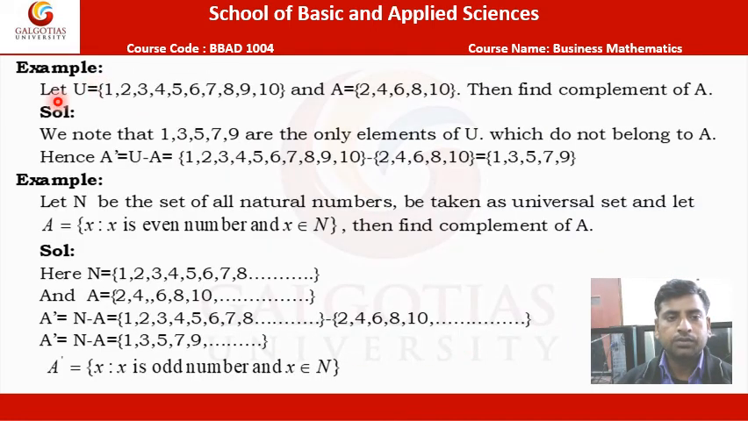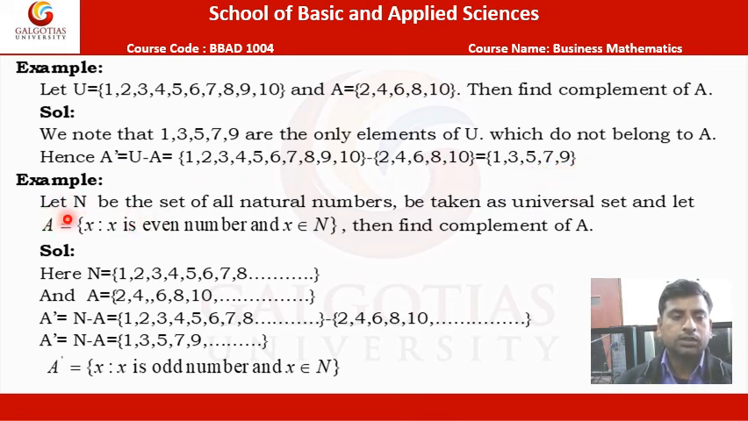Here are some examples. The first example: U contains the elements from 1 to 10 and A contains the elements 2, 4, 6, 8 and 10. Then we have to find the complement of A. Note that 1, 3, 5, 7, 9 are the only elements of U which do not belong to A. So A complement will be the set containing the elements 1, 3, 5, 7, 9.